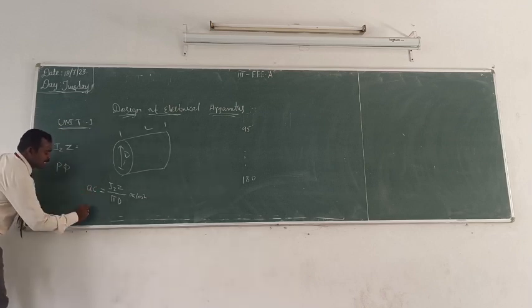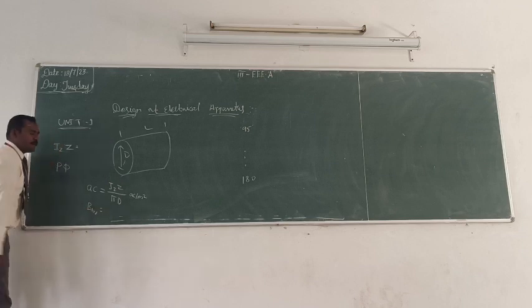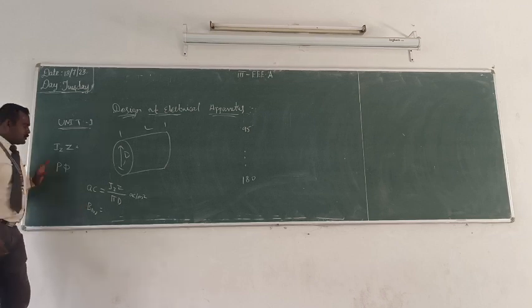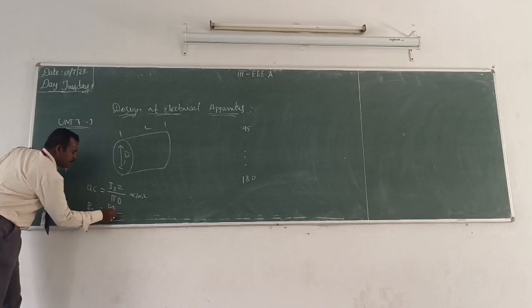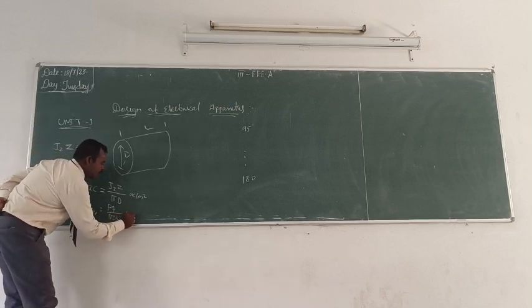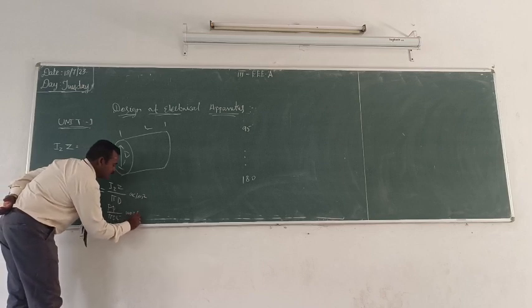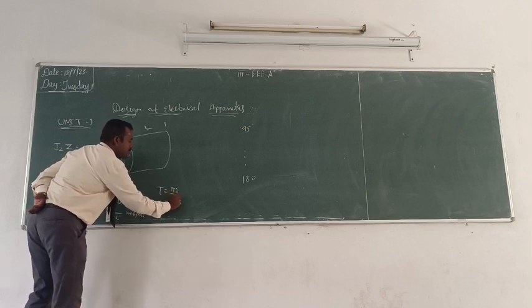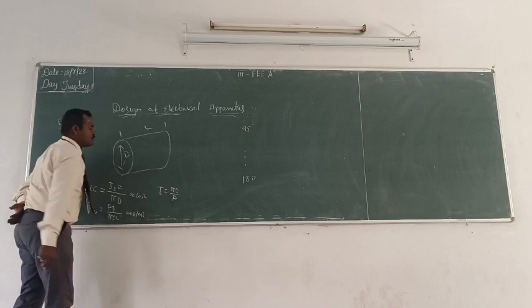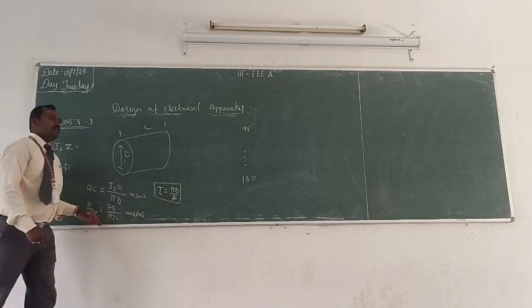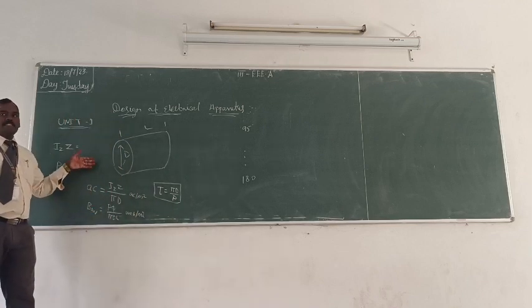Similarly, the choice of specific magnetic loading is B_av, the average magnetic flux density. It is the total magnetic loading, that is P phi divided by pi D L, in Weber per meter square. Then tau is the pole pitch, that is pi D by P, right? The pole pitch is also considered while solving the problem. These are all the things we discussed in the last class.